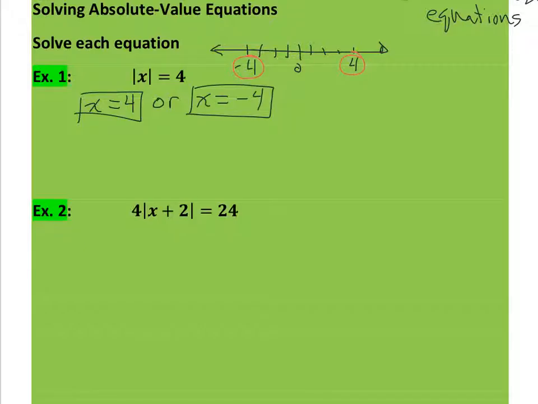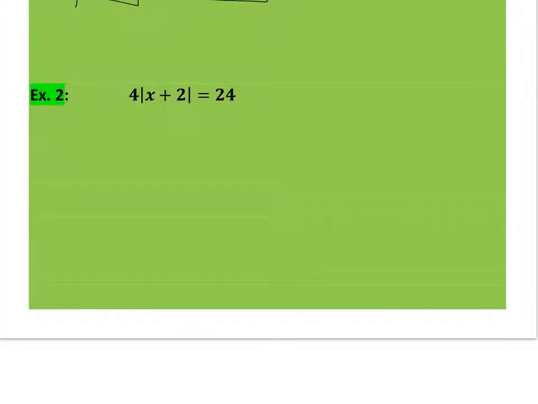So let's get into a more complex problem. Example 2, as you can see, the absolute value is not by itself. It has a 4 in front. You cannot distribute the 4 inside to the absolute value signs. Absolute value signs are not the same as parentheses. But you do have to get rid of the 4. And the 4 currently is being multiplied to the absolute value of x plus 2. So to undo multiplying, we are going to divide both sides by 4. So the 4's here cancel, and you end up with the absolute value of x plus 2 equals 6.